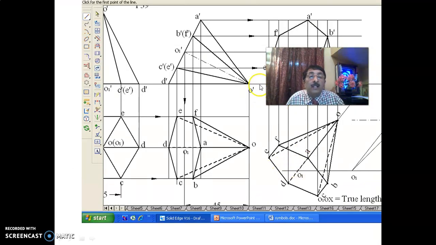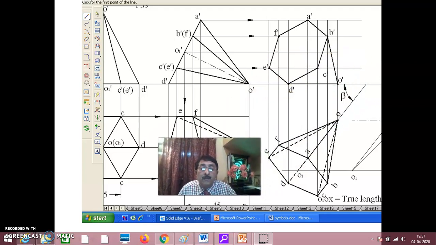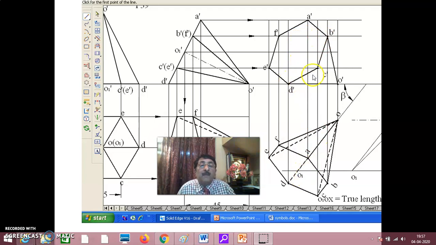Base is seen by the observer. Since base is nearer, darken the base.